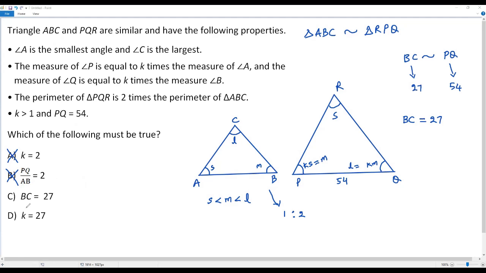Okay, in answer choice C, we have BC equals 27. We got this one as a result over here. That is, the length of the side BC in triangle ABC is 27. So it must be true. So the correct answer choice for this question is C.